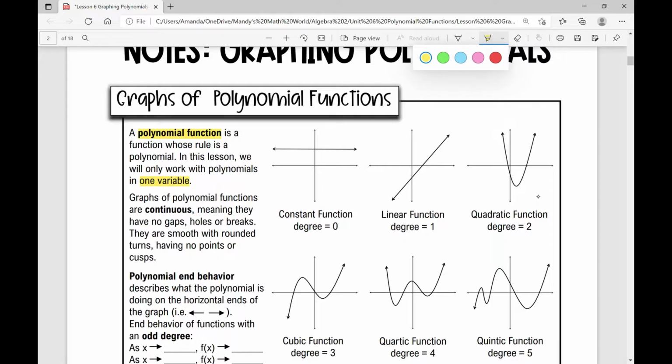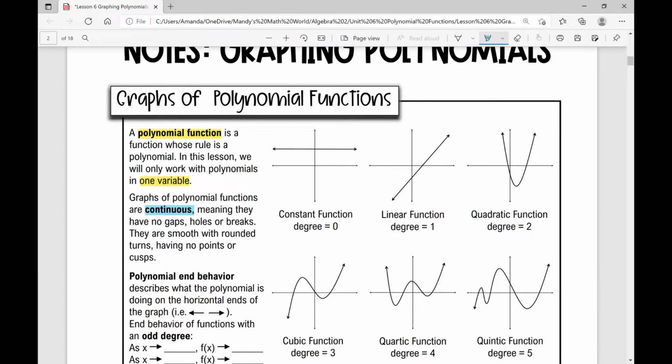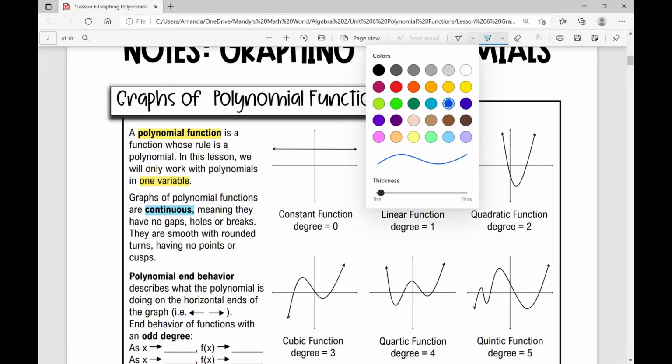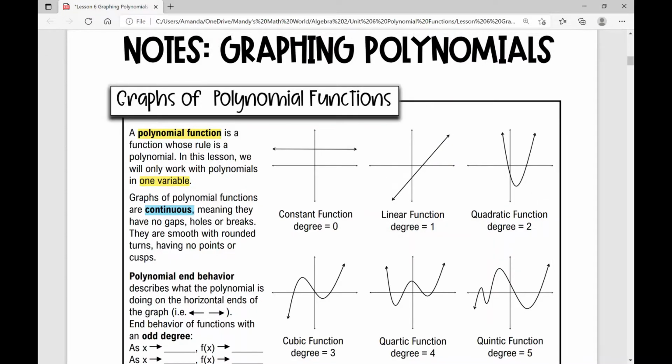Graphs of polynomials are continuous. What does this mean? This means they continue. They have no gaps, holes, or breaks. They're smooth with rounded turns. They have no points, no cusps. Polynomial end behavior. Let's talk about on the ends. Or you know what? Before I talk about the ends, let's go through several of these polynomial functions.